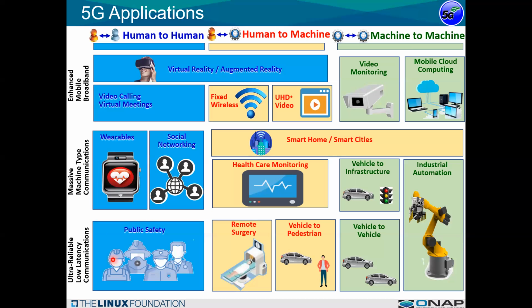And then ultra reliable low latency communications: you can imagine in public safety, a firefighter might be able to control or send in a robot or a drone into a fire without putting themselves in danger. Human-to-machine communications with enhanced mobile broadband allows for fixed wireless and ultra high definition video, and massive machine type communications enables smart cities and smart homes with improved healthcare monitoring.